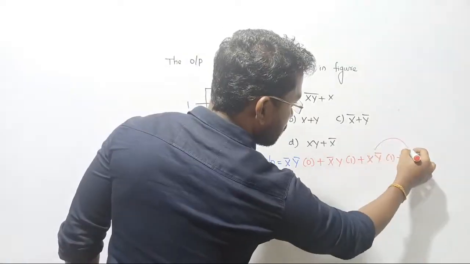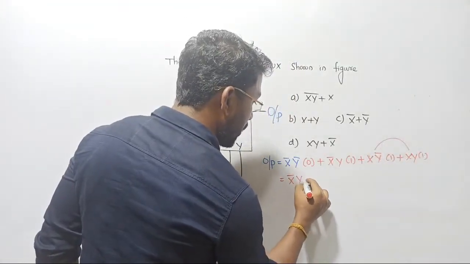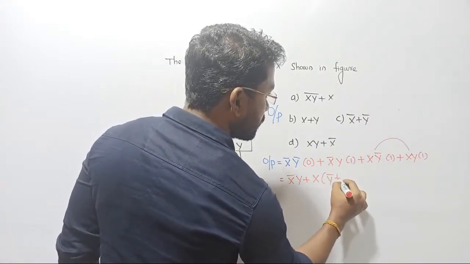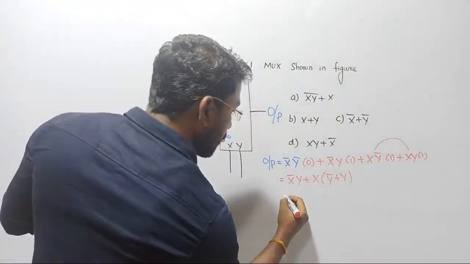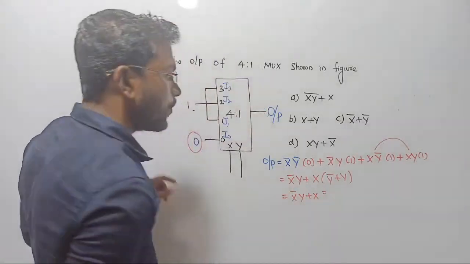Yes. See there, from these 2 terms you can take X outside, such that it becomes X bar Y, plus if you take X outside, in the bracket you will have Y bar plus Y. Automatically Y bar plus Y will become 1. We all know. Now we can extend this one, X bar Y. I know we all get the answer now. Shall we apply the distribution theorem?